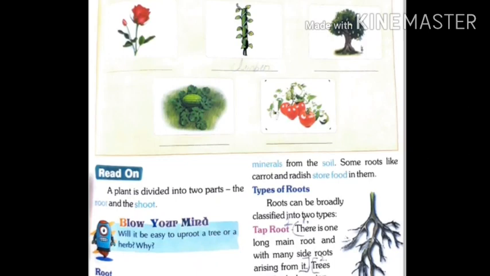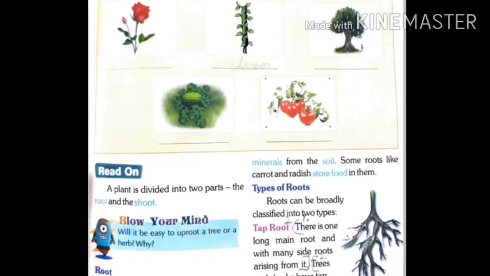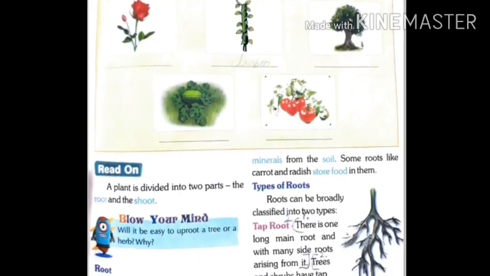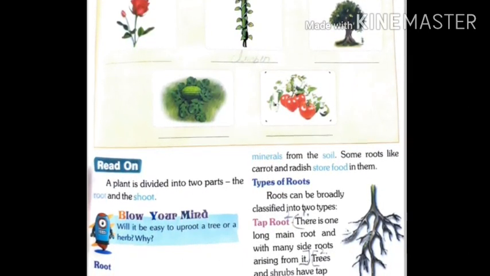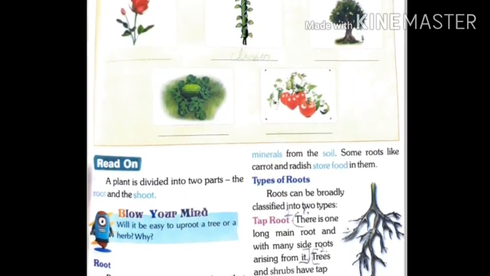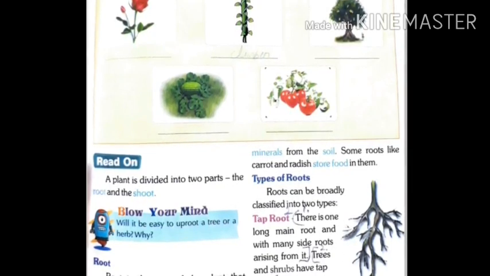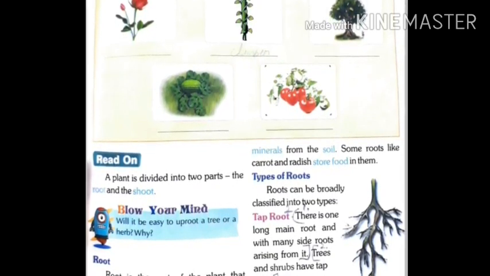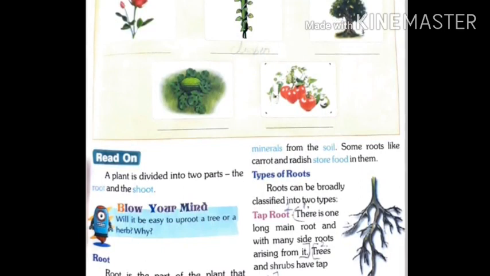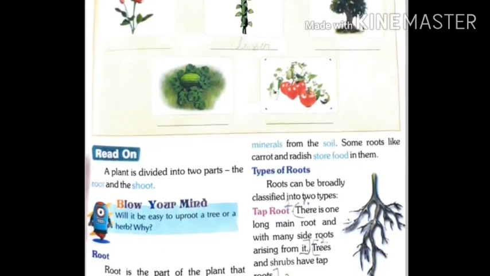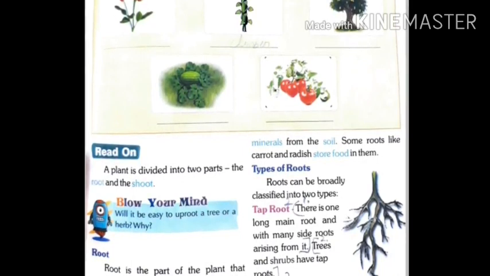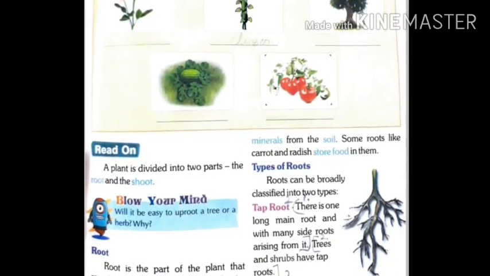Now see types of roots. Roots can be broadly classified into two types. One is taproot. Now see the picture of the taproot. The taproot looks like this. There is one long main root with many side roots arising from it. Trees and shrubs have taproot.